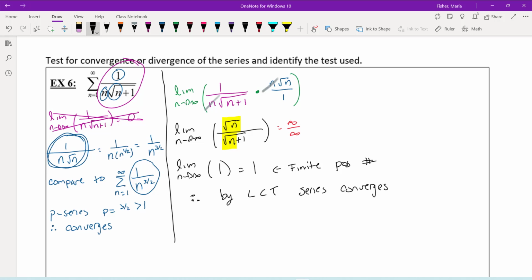And here we're not stating that it converges absolutely because we didn't take the absolute value of a sub n to determine if this series converged or diverged.